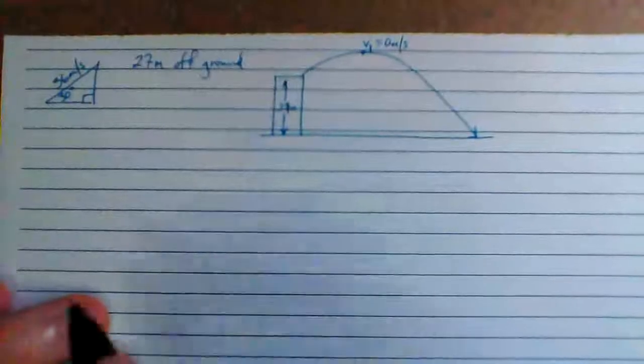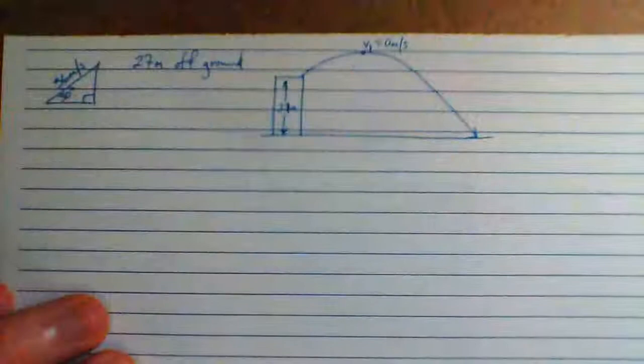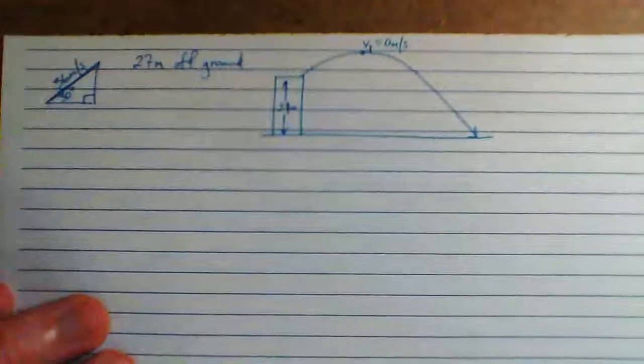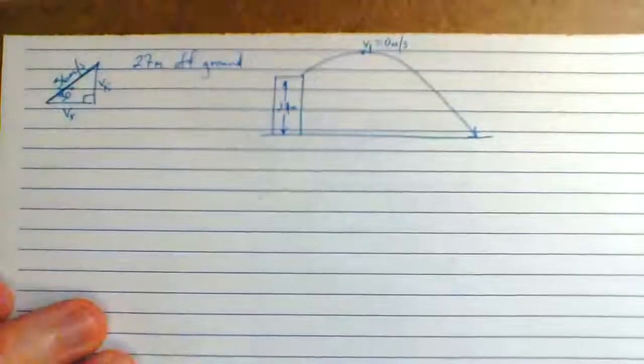So the first thing we want to do after that is resolve our triangle from the beginning into its components. So this is my resultant velocity, or the velocity it's fired at initially. I want to break that into its velocity in the y direction, which I'm going to call Vy initial, and then the velocity in the x direction.